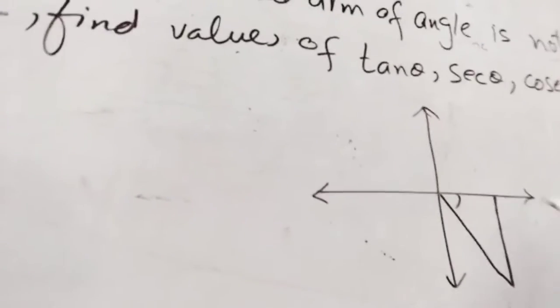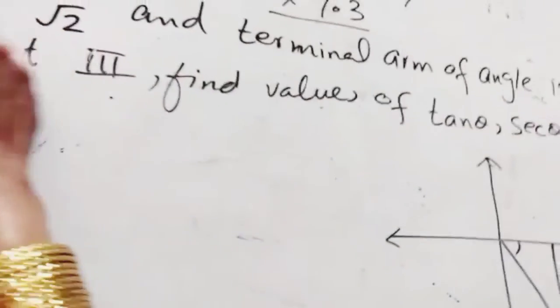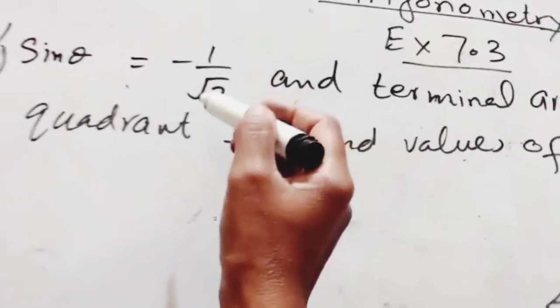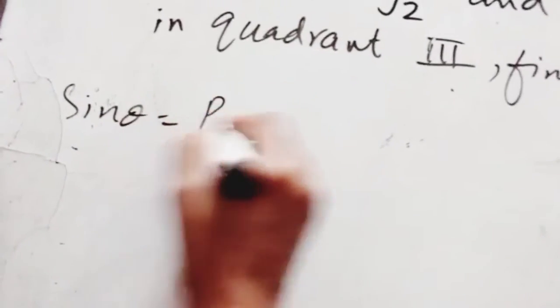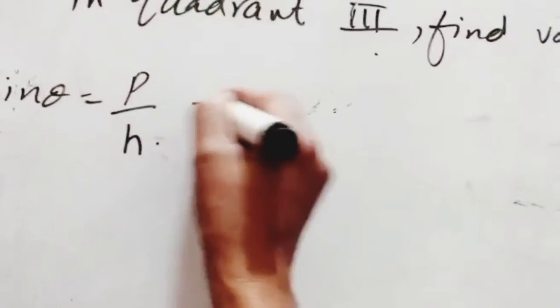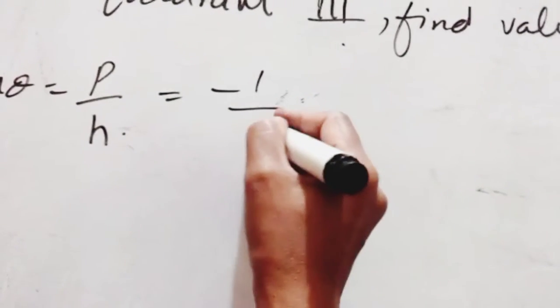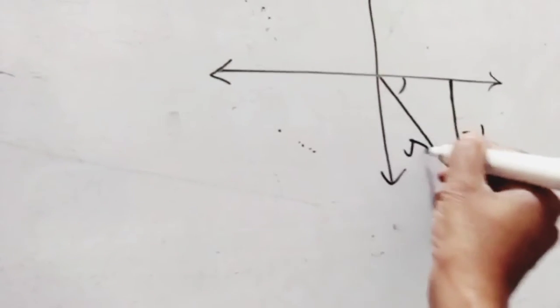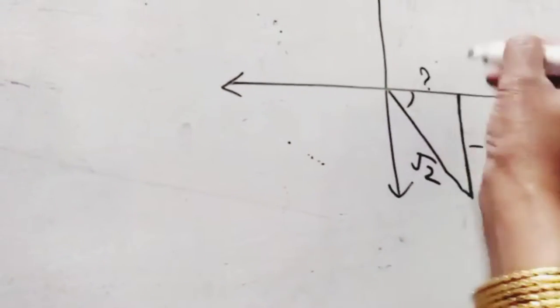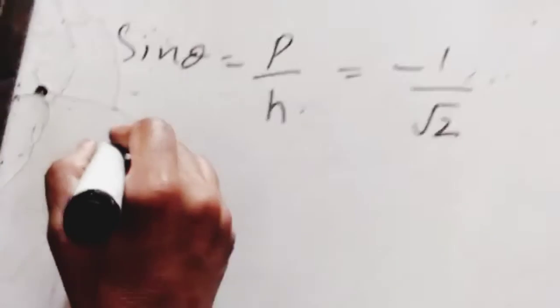So sin theta is minus 1 by under root 2. The formula of sin theta is perpendicular over hypotenuse, so minus 1 is the perpendicular and the hypotenuse is under root 2. There are two values, perpendicular is minus 1 and hypotenuse is under root 2, but the base is unknown. We will find the base by the Pythagoras theorem.